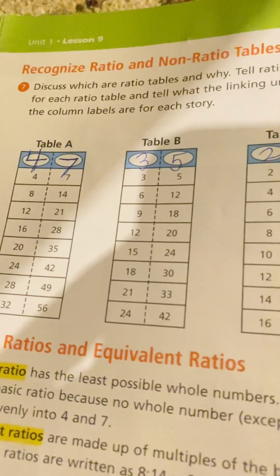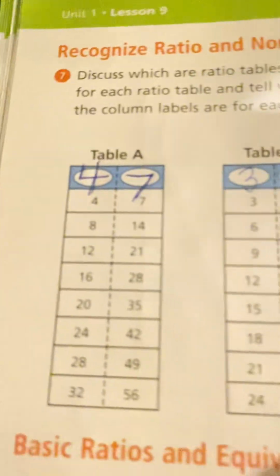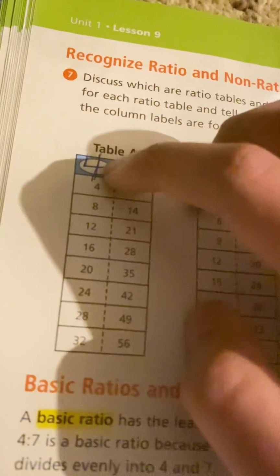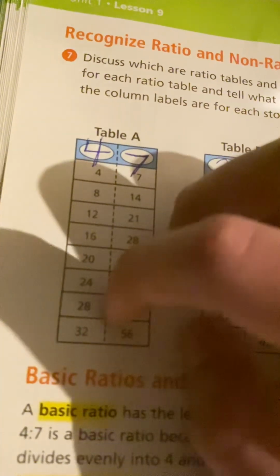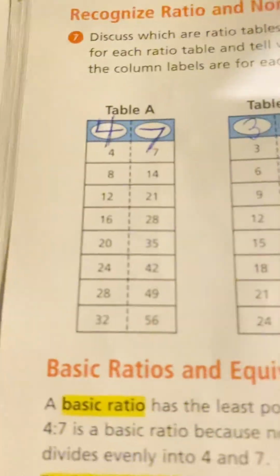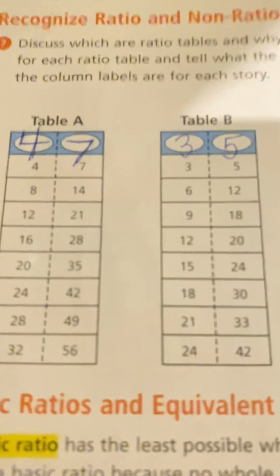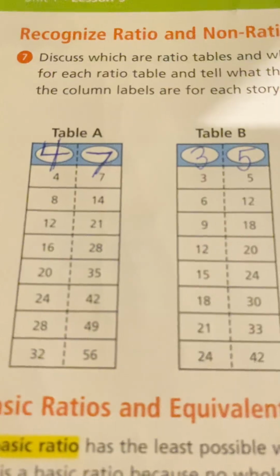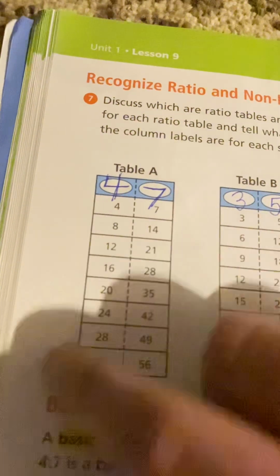So, it's the same thing for these ratio tables, except the numbers have to be exactly the same. So, let's double check. 4 plus 4 is 8, plus 4 is 12, plus 4 is 16, plus 4 is 20, plus 4 is 24, plus 4 is 28, plus 4 is 32. Yes, that side's good. But is the 7 side good? Because if it's not, it's not a ratio table. 7 plus 7 is 14, plus 7 is 21, plus 7 is 28, plus 7 is 35, plus 7 is 42, plus 7 is 49, plus 7 is 56. So, yep, the 7 side is good too. This is a ratio table because we keep adding 4 and 7 together.